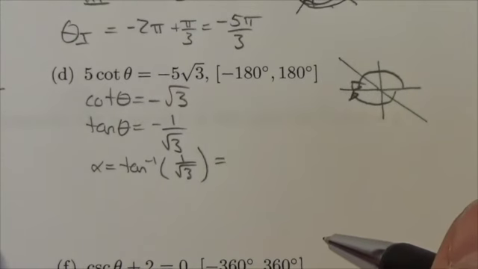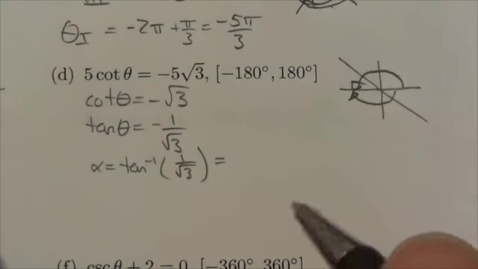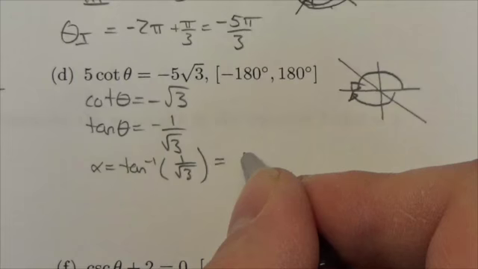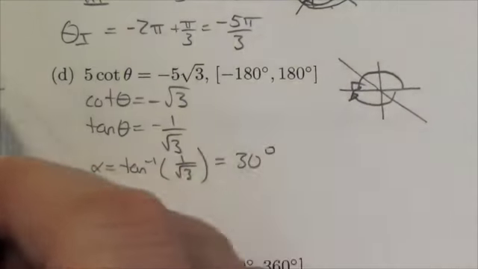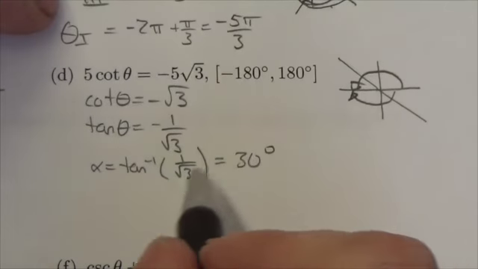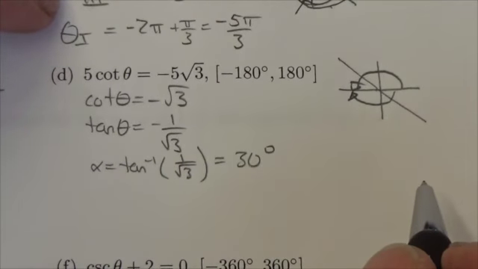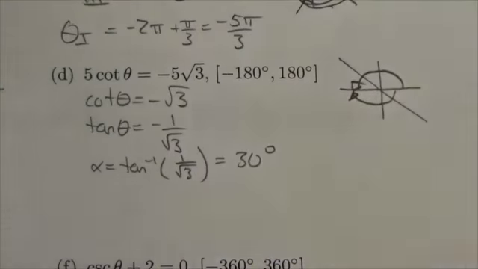Now, where does tangent become 1 over root 3? And the answer is at 30 degrees. We are in degrees now. So 30 degrees, which is going to get me 1 over root 3.